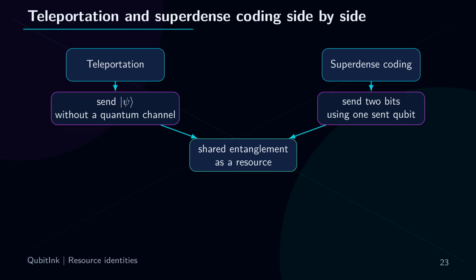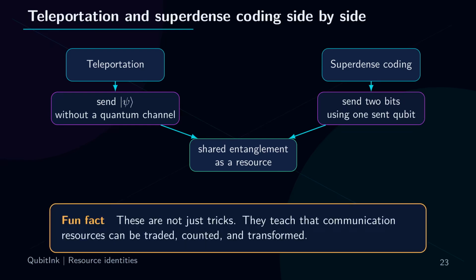Now compare the 2 protocols. Teleportation sends an unknown quantum state without a direct quantum channel. Superdense coding sends 2 classical bits using 1 transmitted qubit. Both consume shared entanglement. They are not just clever circuit identities.